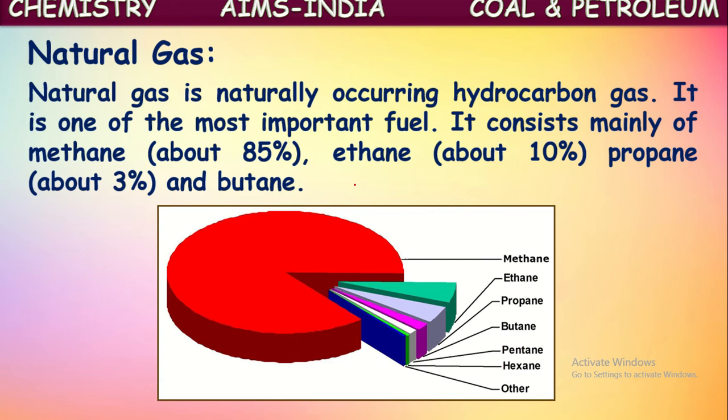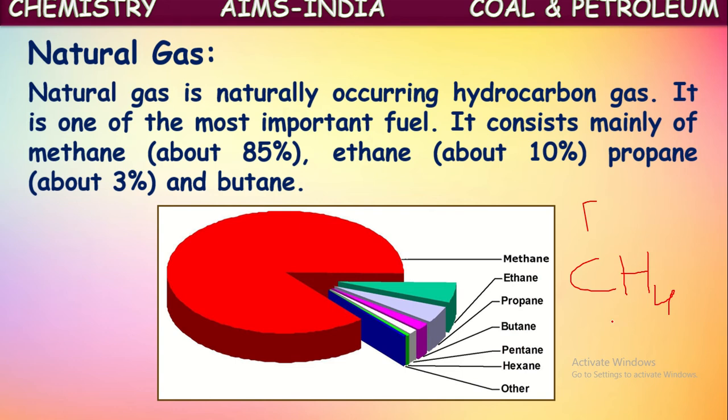See here, the chart also shows the composition of natural gas. Majorly it is made up of methane. Methane is a hydrocarbon having the formula, let me write here, its molecular formula is CH4. So CH4 is a hydrocarbon with the name methane.